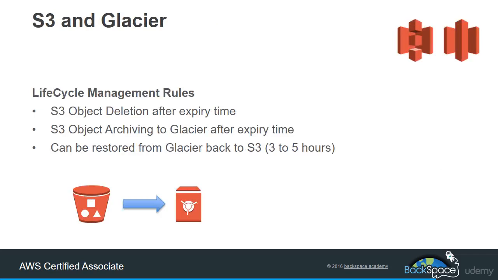S3 and Glacier. So as we know from our S3 lectures that there are lifecycle management rules that we can implement. So we can have S3 object deletion after an expiry time, and then have S3 object archiving over to Glacier after that expiry time. And we can restore back to S3 from Glacier, but it takes 3 to 5 hours. So we need to take that in consideration if we require a very quick recovery time objective.